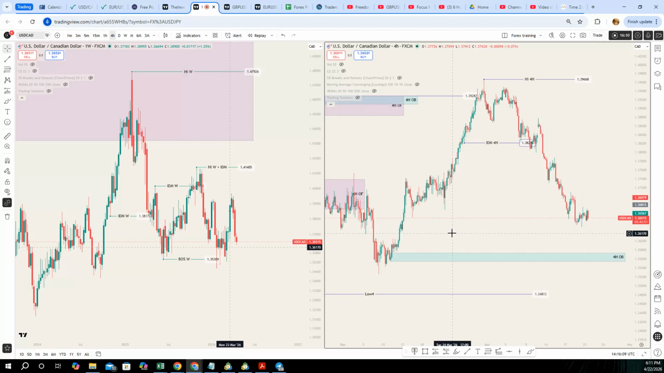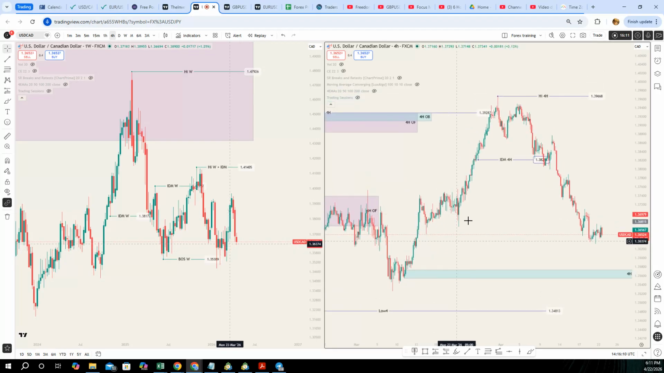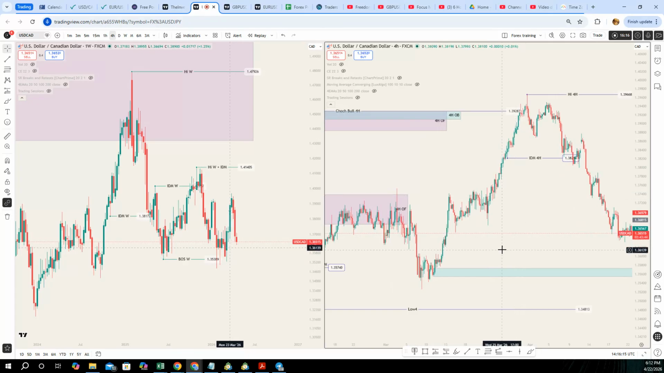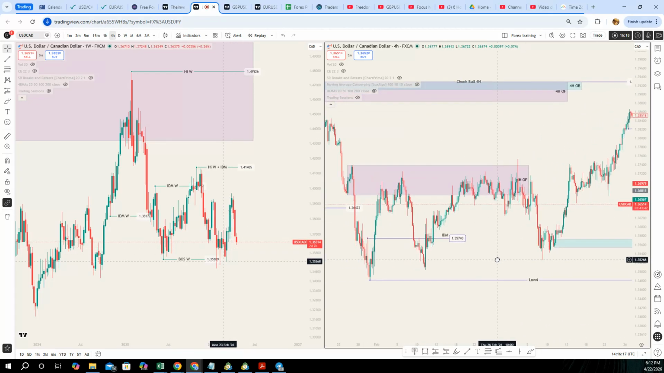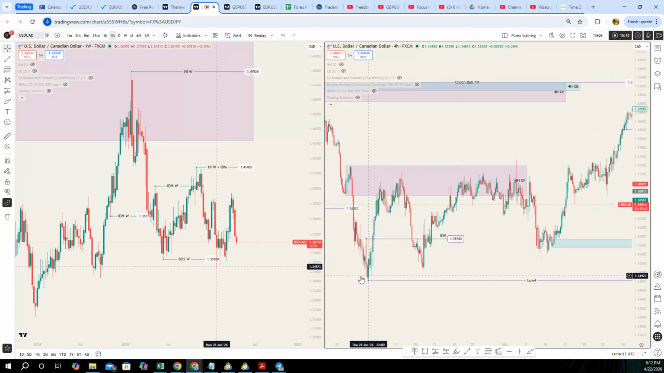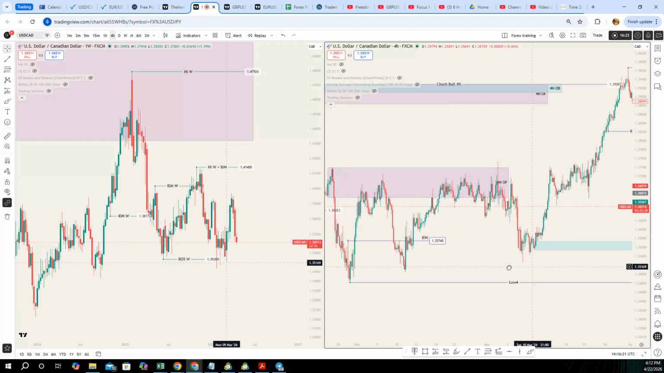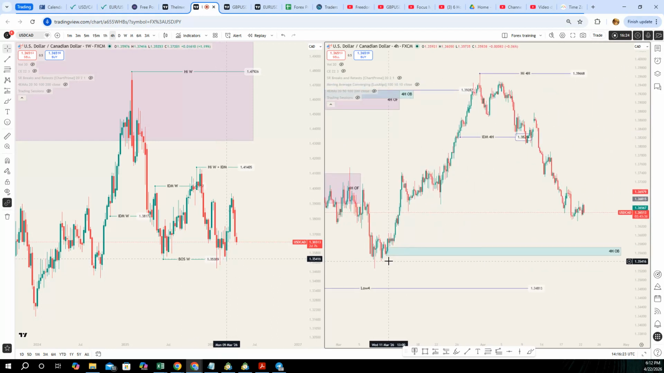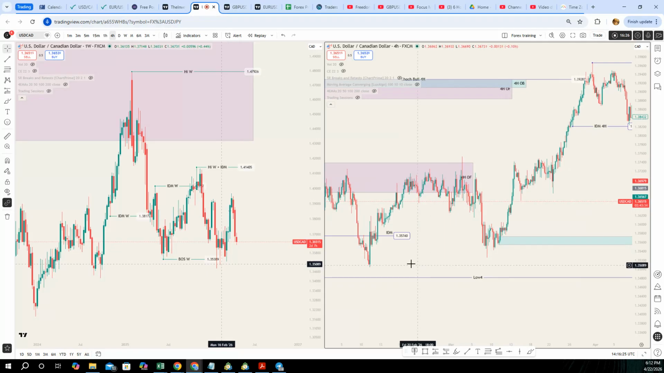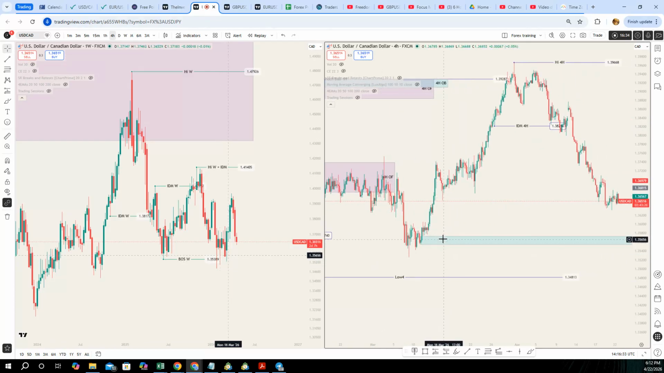Let's look at the POIs quickly. This is the break of structure. This is the inducement. So we don't have a decisional. We need to look for an extreme. All of this is mitigated. So the only thing that I found here, the nearest thing, this order block is mitigated here. This order block is mitigated. And now we have this order block.